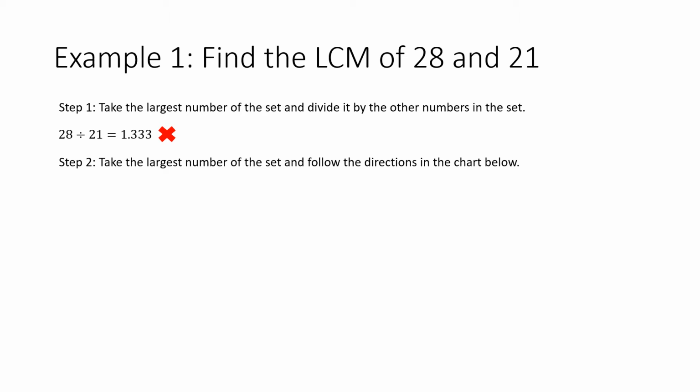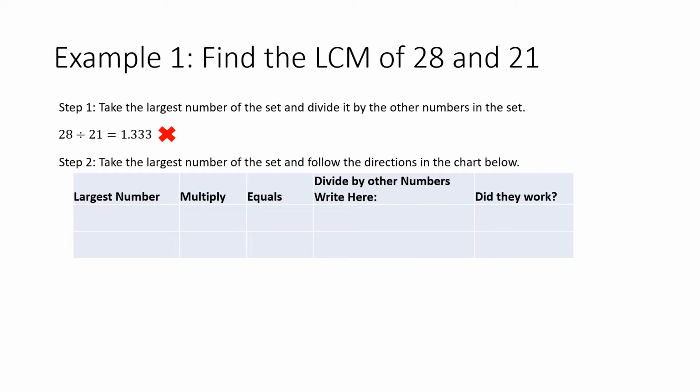I'm going to take the largest number of the set and I'm going to follow the directions in the chart below. So I'm going to take the largest number, 28, and then I'm going to multiply it by 2. 28 times 2 equals 56. And then I'm going to take 56 and divide it by the other numbers in the set, which would be 21. I get a decimal, 2.667. So that means it doesn't work. 56 would not be the LCM of 28 and 21.